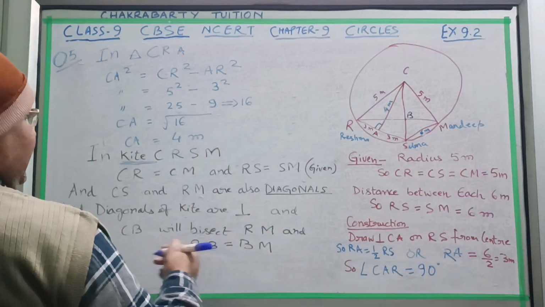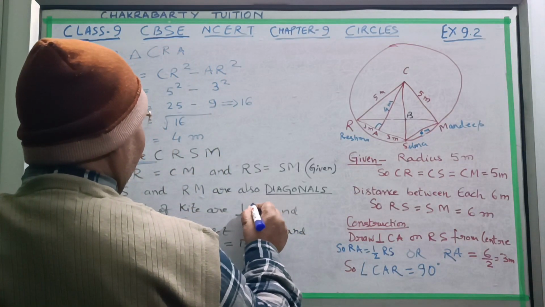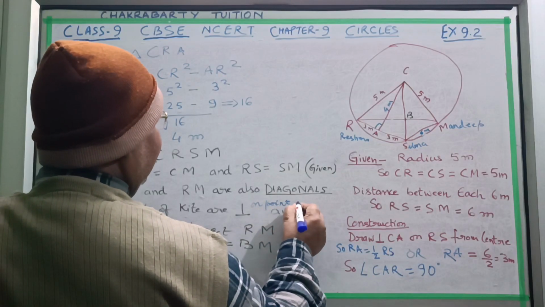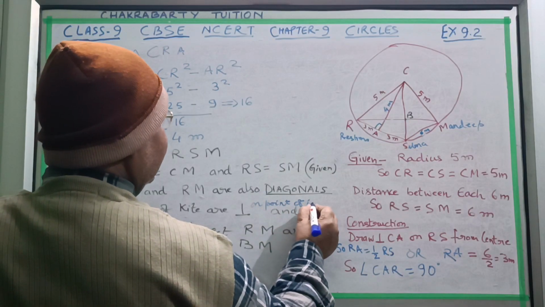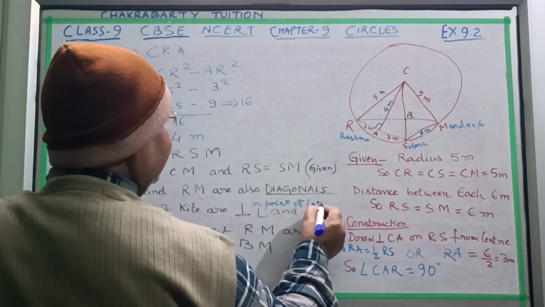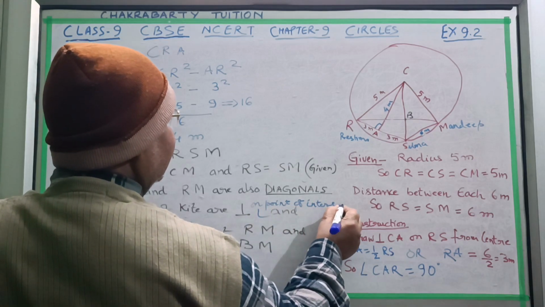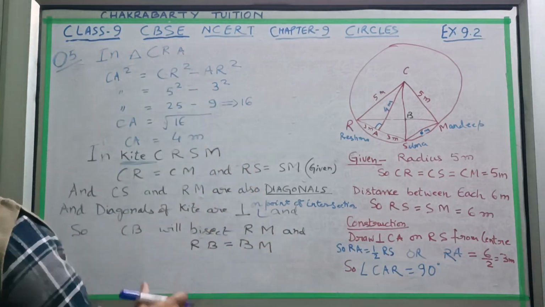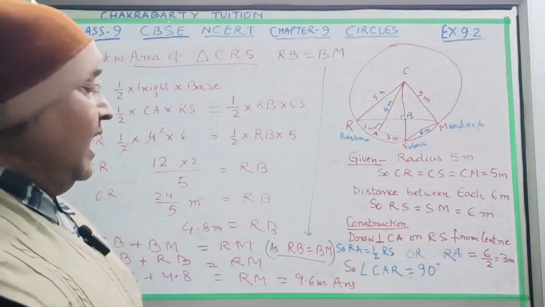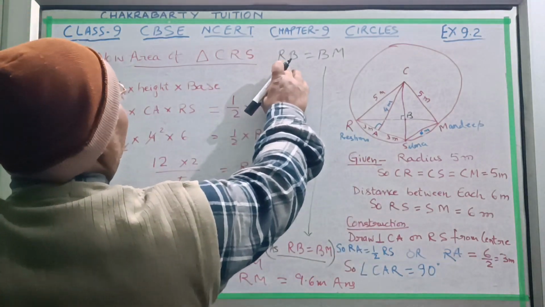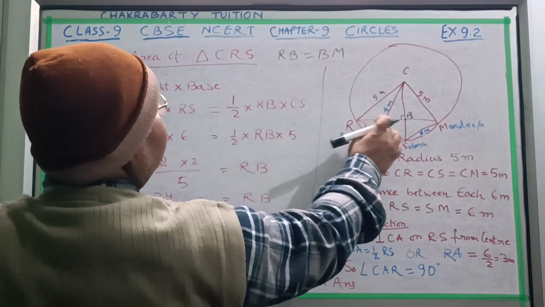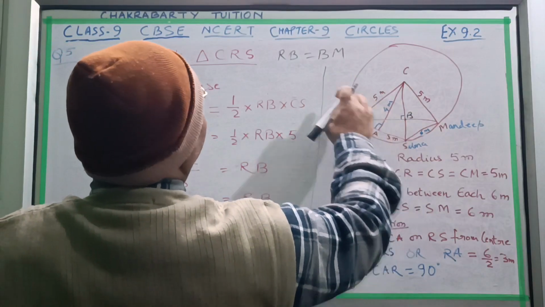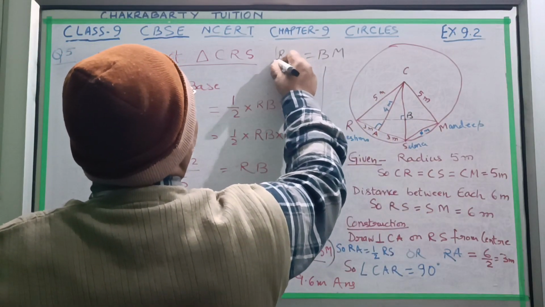Up to here, the diagonals of the kite are perpendicular at the point of intersection. Our last point was RB is equal to BM, because the perpendicular bisects it. Up to here we have explained in our previous slide.